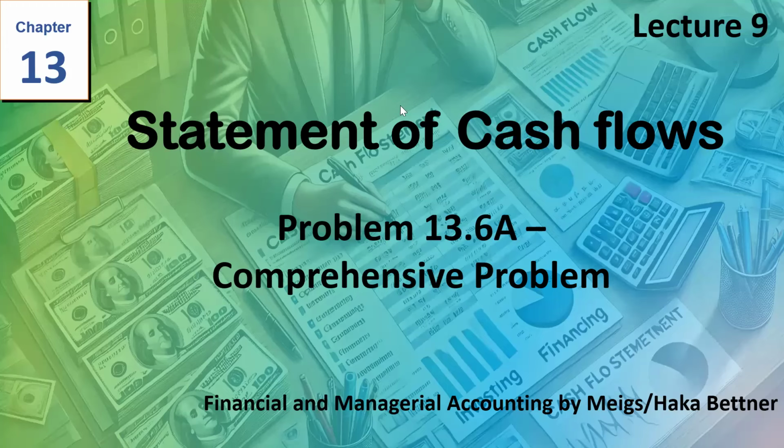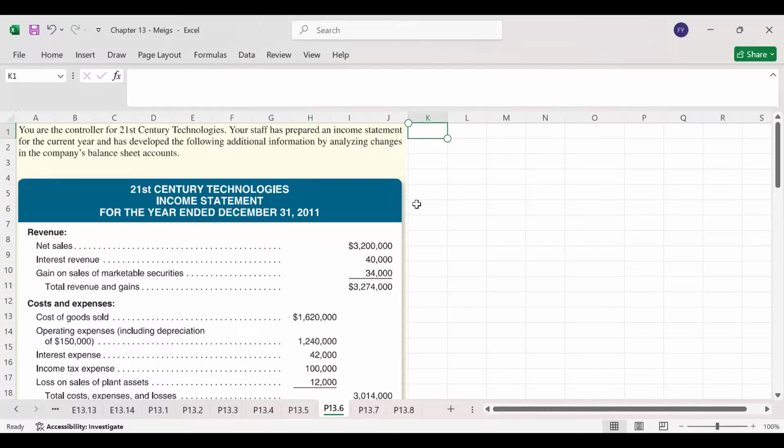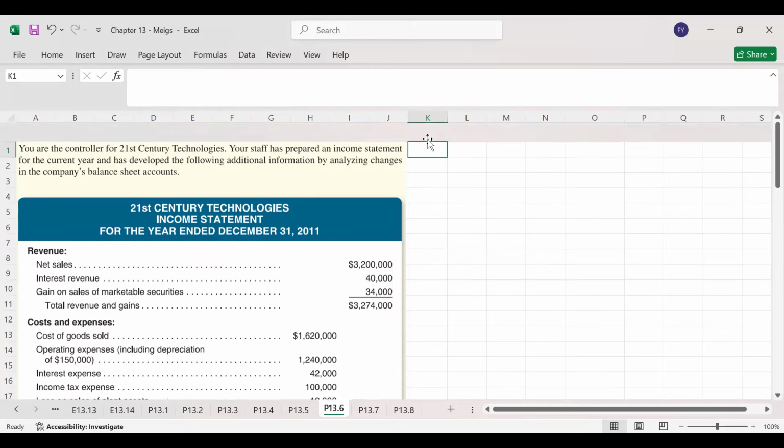In this lecture, we will prepare a statement of cash flows with detailed activities. We have very detailed data of operating activities, investing activities, and financing activities, and we are going to use the direct method for operating activities. We are using Financial and Managerial Accounting by Meigs or Williams, Haka, Bettner, covering chapter 13 and problem 13.6A. So here you have the problem in front of you.